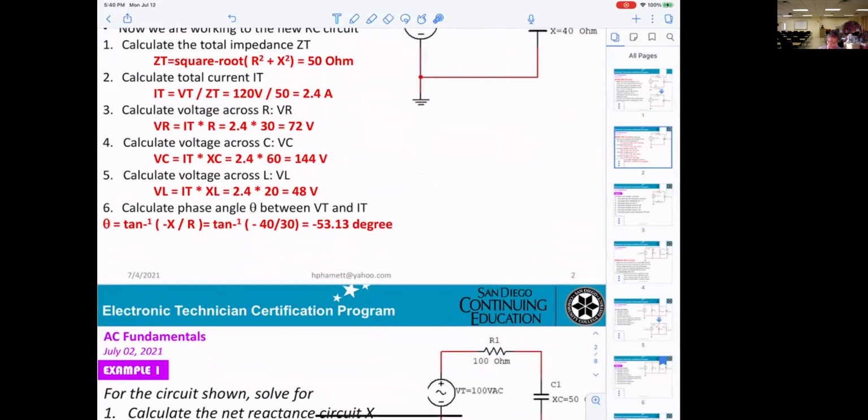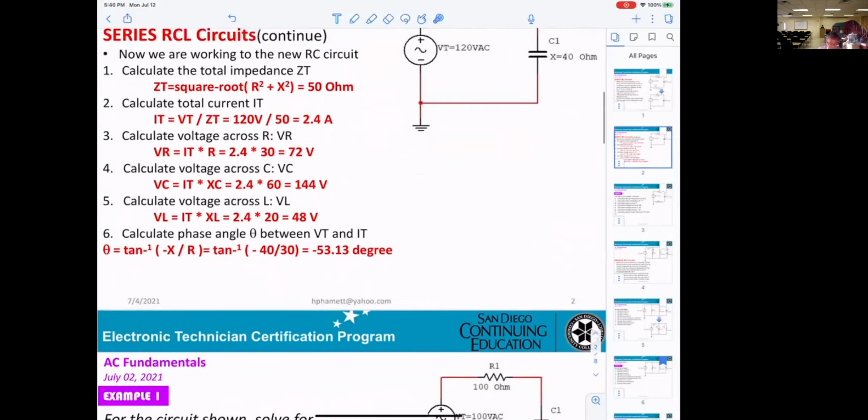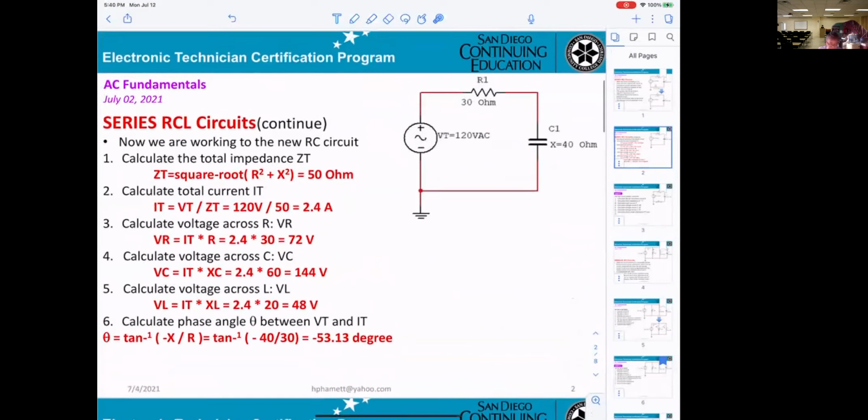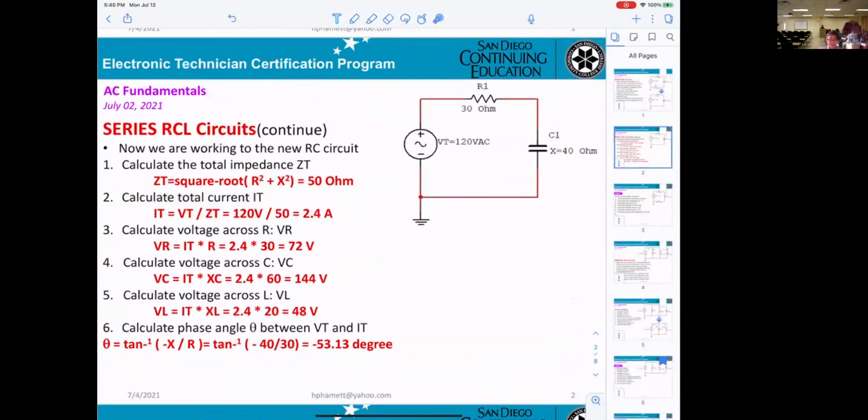Okay? And finally, they want to calculate the phase angle. That means the difference between the total voltage and the total current. And now, if you cannot remember the formula, I already gave you the formula. You need to download it. Okay?